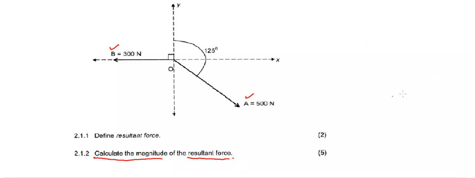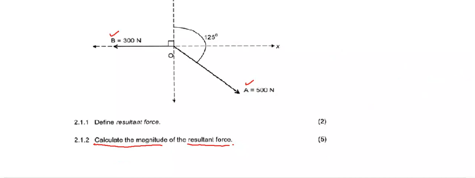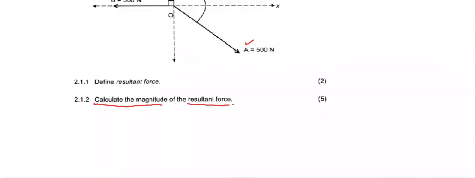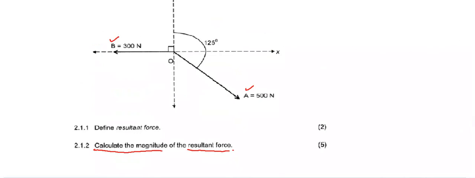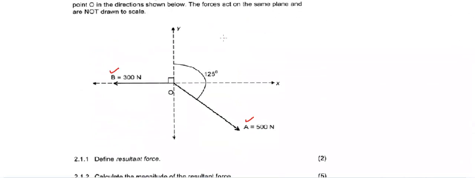Now let's go to the explanation. Let me remove this question, then I will come back to it. Resultant vector is defined as the single vector that has the same effect as two or more vectors together, which means we combine two or more vectors, then we get the resultant vector.